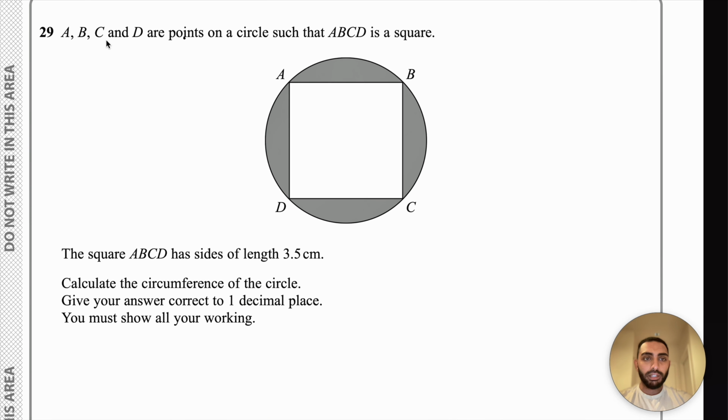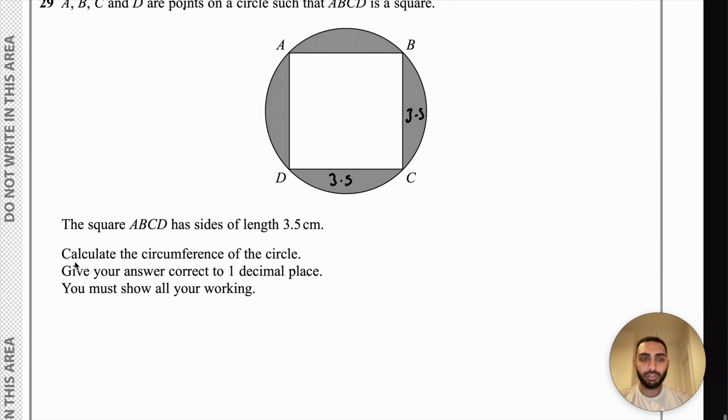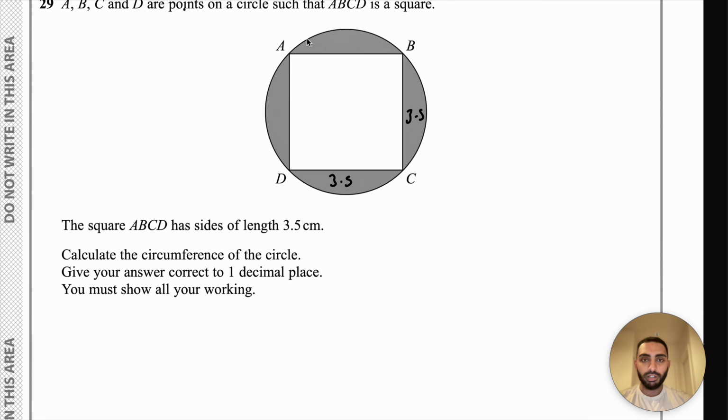Question 29, A, B, C, and D are points on a circle such that ABCD is a square. So I've got this square and it's inside the circle. All the points are touching the edges of the circle. The square ABCD has sides of length 3.5 centimeters. So that length is 3.5 and that length is 3.5 and all of them are 3.5 because it's a square. Calculate the circumference of the circle. So we're trying to find what's the perimeter of that circle, what's the edge of that circle, how long is it. Give your answer correct to one decimal place, show all your working.